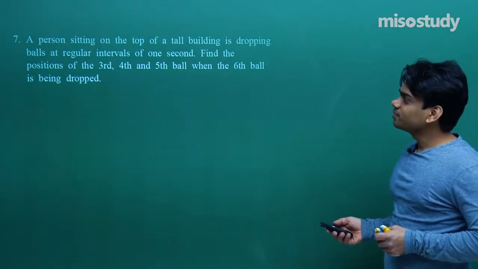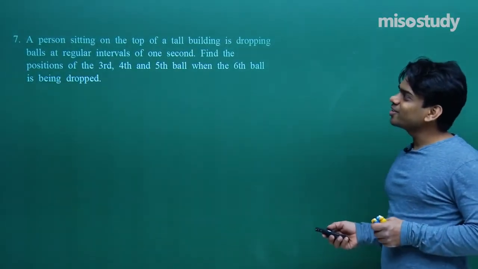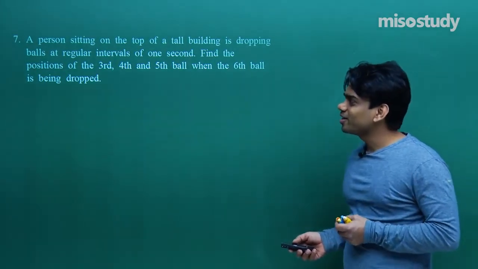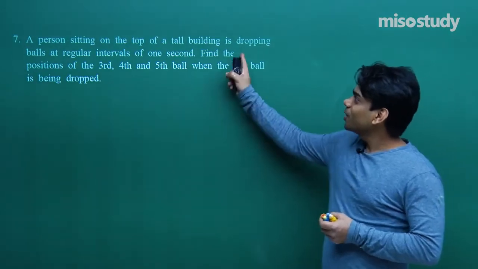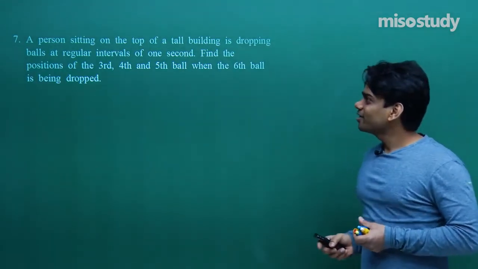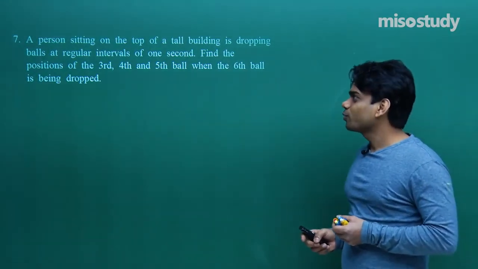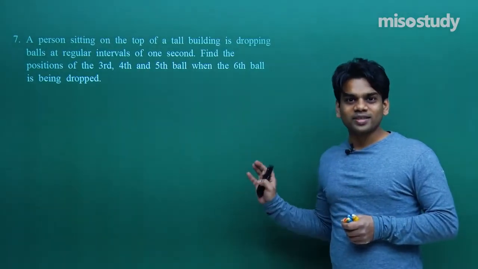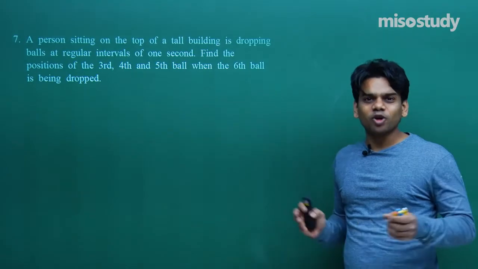Question number 7. A person sitting on the top of a tall building is dropping balls at regular intervals of 1 second. Find the position of the third, fourth, and fifth ball when the sixth ball is being dropped. No option given, need not to worry, but this kind of question can be asked in main with options.